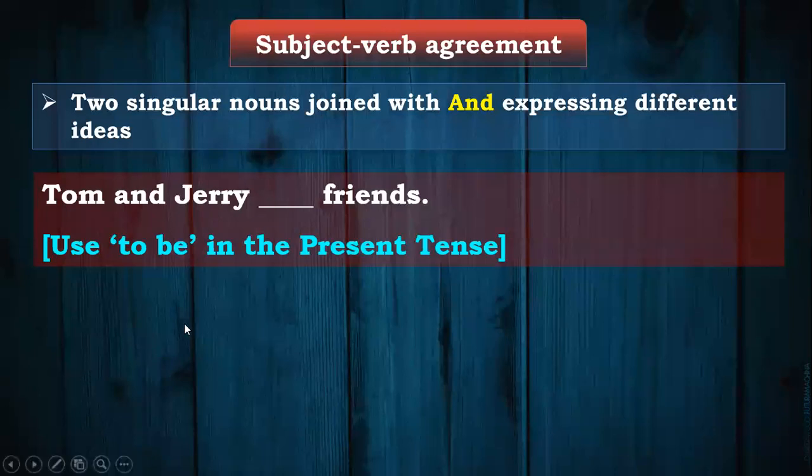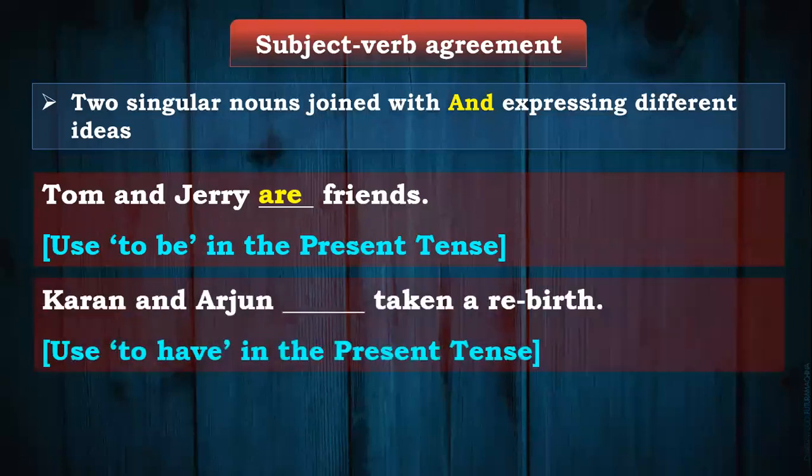Now, what is written in the bracket is "used to be" in the present tense. To be forms mean am, is, are, was, were. These are the to be forms. Out of them, which one would we use here? So, Tom and Jerry are friends, were friends. We can use such things because these are plural nouns, and plural nouns use plural verbs. Same goes for this one: Karan and Arjun dash taken a rebirth. My goodness. So Jaya doesn't have to wait now. Come on. "Used to have" in the present tense. Is it have or has?